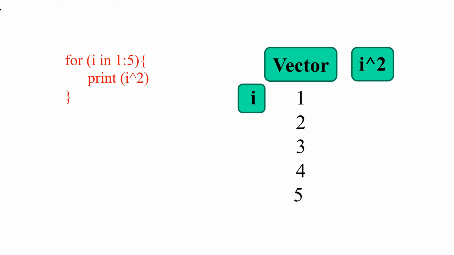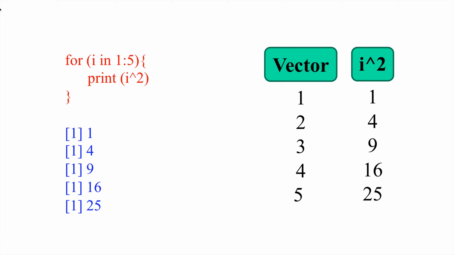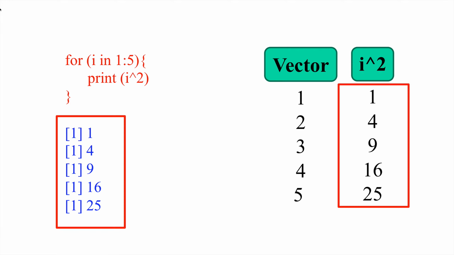For the first iteration of the loop, or the first time the command print I squared was executed, the index variable I was assigned the value for the first element of the vector, so 1. So in this case, since the command asks to print I squared, we would get 1 squared as the output, which is 1. In the second iteration of the loop, I would be set to equal the second element of the vector, so in this case 2. And then the output I squared would be 2 squared, which is 4. And this continues until the command has been executed for all 5 elements of the vector. And so we can compare our answers to those that we got from the R console, and we can see that they are exactly the same.